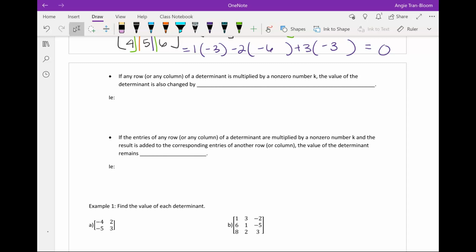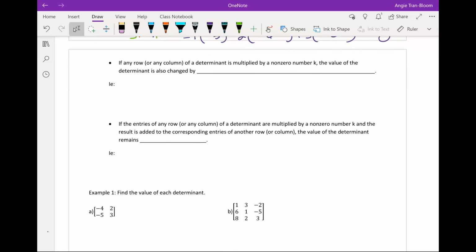Yeah, okay. If any row or any column of a determinant is multiplied by a non-zero number, let's call it k, the value of the determinant is also changed by a factor of k. So it increases by that much more. An example, a quick determinant will be 1, 2, 4, 6. Give me that determinant really quickly. Negative 2 total, okay, 6 minus 8, which is negative 2.